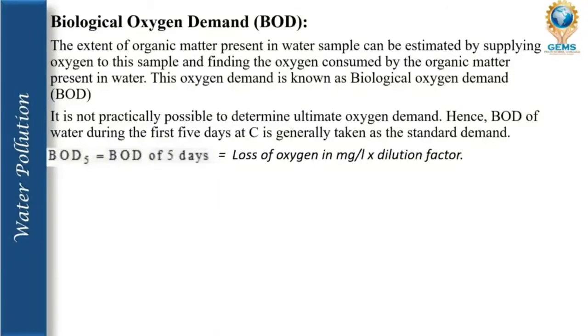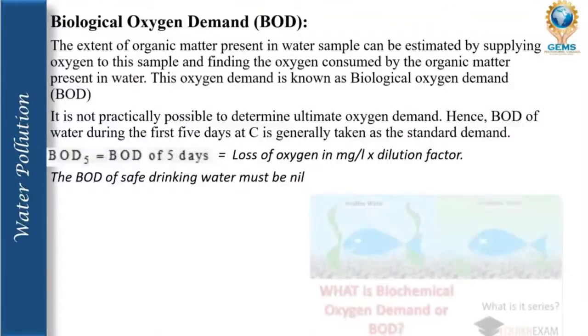The loss of oxygen in milligram per liter is multiplied by the dilution factor. With this only they will calculate the biological oxygen demand. So when they do this test, they check how much oxygen is lost and how much dilution factor is added. That is, the loss of oxygen in milligram per liter with the dilution factor: how much water they use and how much oxygen they use. When they multiply it, they get the biological oxygen demand. The BOD of safe drinking water must be nil.